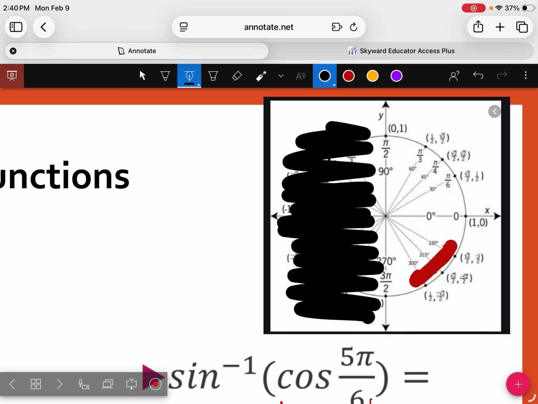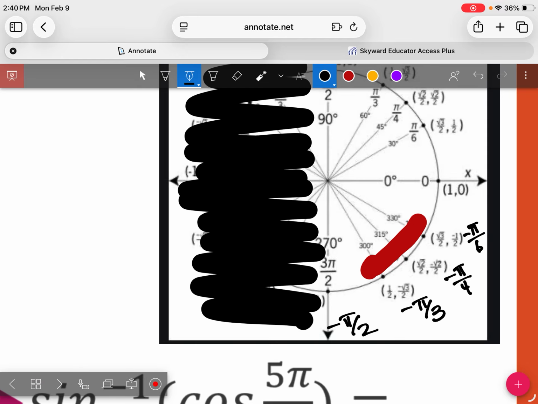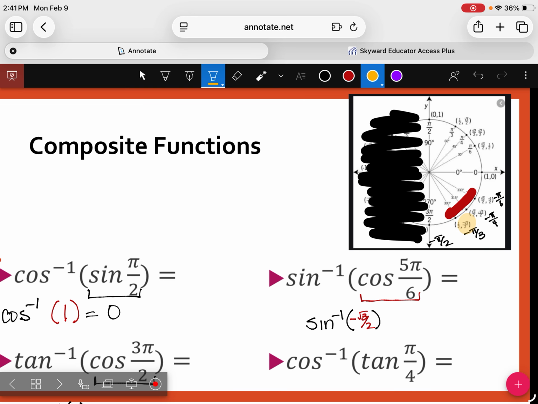So this first angle would be actually a negative pi over 6. Here would be a negative pi over 4. And this would be a negative pi over 3. And if we get down here, this would be a negative pi over 2. Okay, so we figured out, I'm looking for the inverse sine of negative root 3 over 2. Okay, so looking here, sine is negative root 3 over 2 at negative pi over 3. So that would be my final answer. So we have a 2-step question.